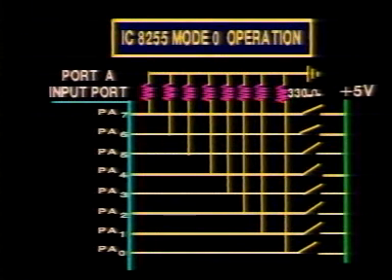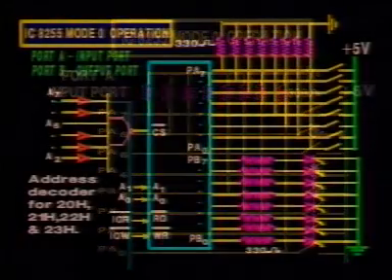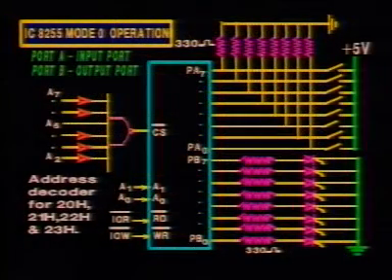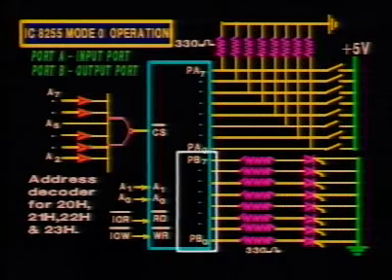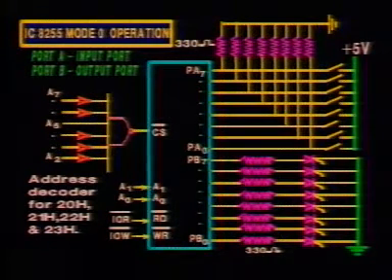The switches connected to PA3, PA4 and PA6 are closed. The rest are open. The status of the switch data can be transferred to the LEDs by writing into port B. The I/O address of port A is 20 and port B is 21.